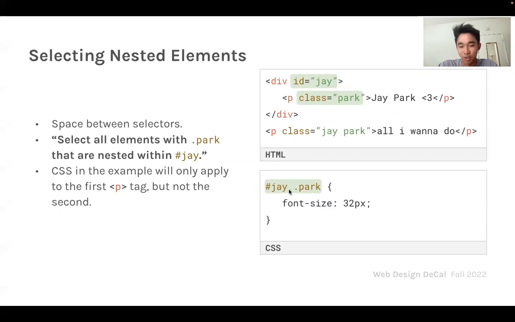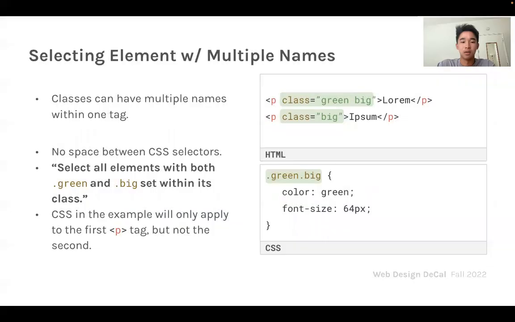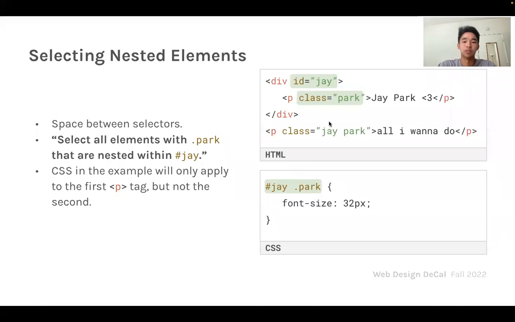Make sure not to put a comma here, because if you don't have the comma, this is how CSS knows you're nesting things. Whereas two pages ago, we had the comma because we were trying to select multiple things at the same time. Yeah, so this will only apply to the first p tag, it won't apply to the second one, just because we have this nested structure.